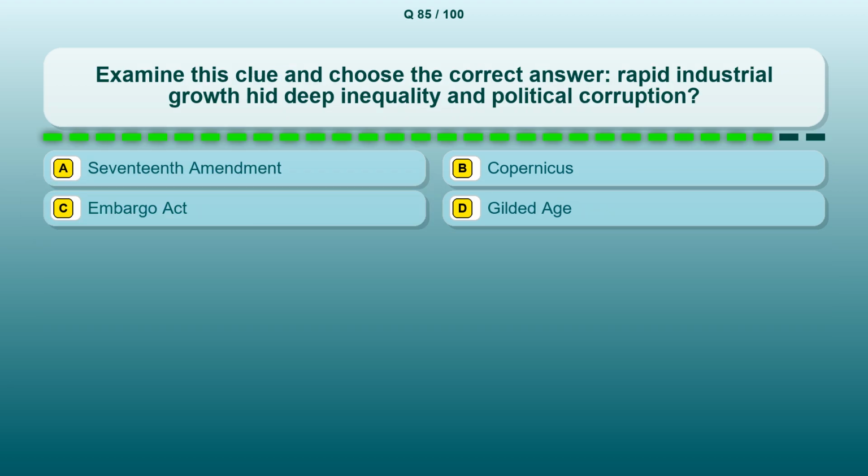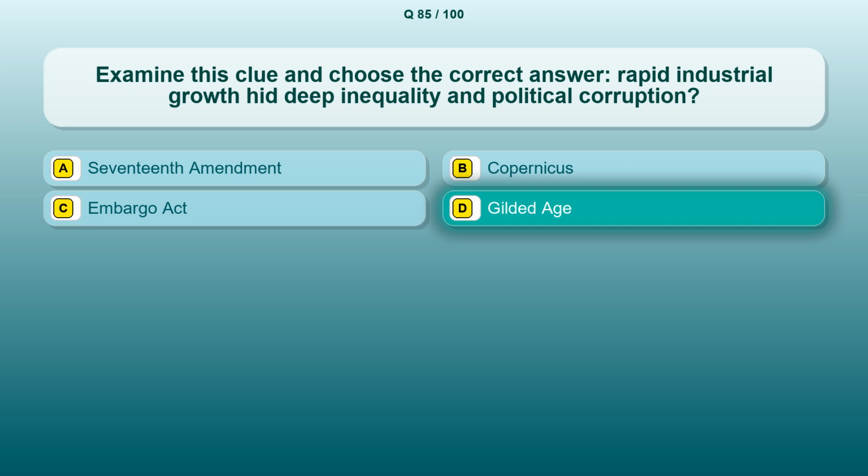Question 85. Examine this clue and choose the correct answer. Rapid industrial growth could deepen inequality and political corruption. Option A, 17th Amendment. Option B, Copernicus. Option C, Embargo Act. Option D, Gilded Age.